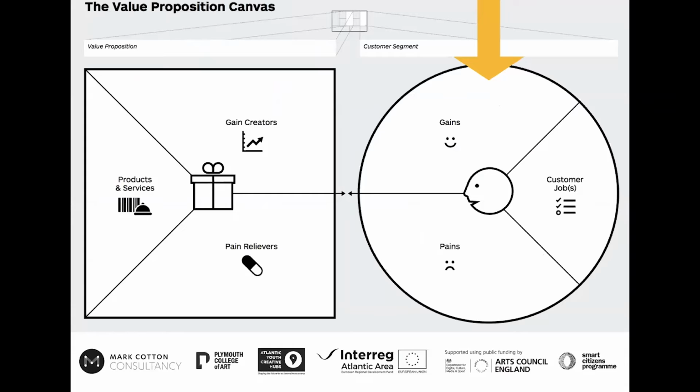So the value proposition canvas fundamentally has two sides. There's a customer profile side and a value proposition side. On the customer profile side, you clarify what you understand about your customer. And this links to the customer segment section of the business model canvas.